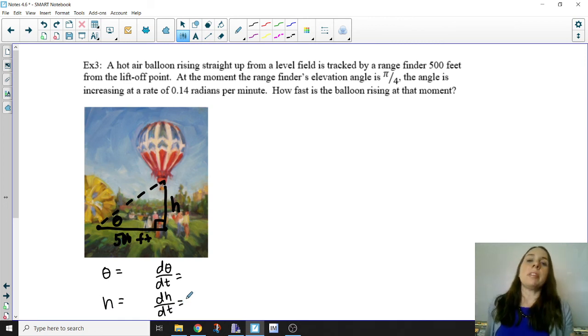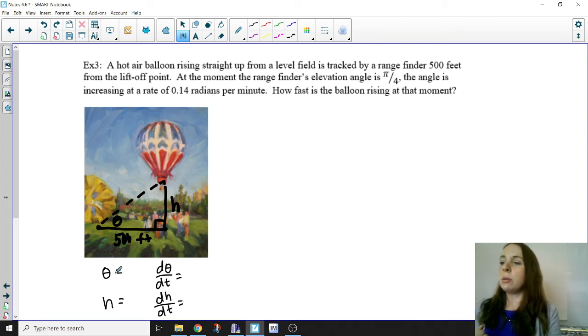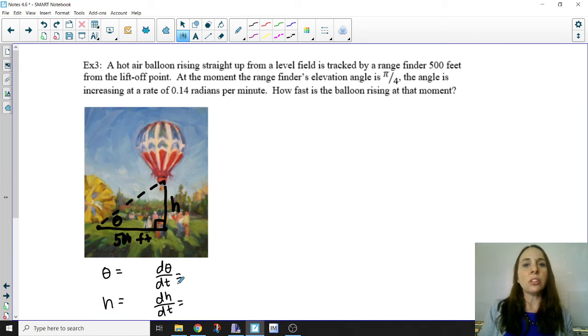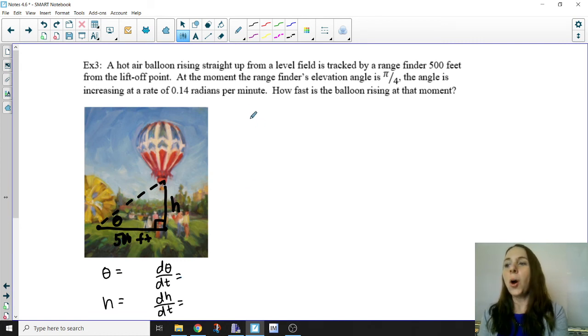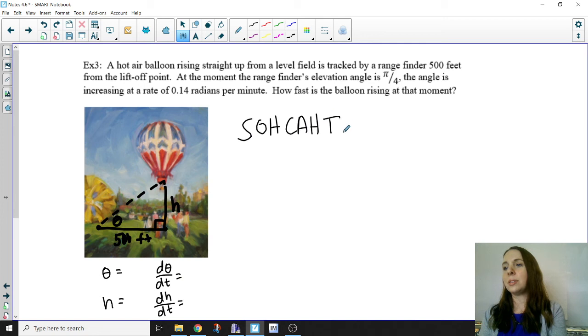What is something that relates angles with side lengths of a right triangle? SOHCAHTOA. That's what we get to use here. That is so fun. We get to use SOHCAHTOA. And not only do we get to use SOHCAHTOA, we get to differentiate SOHCAHTOA. Yes.